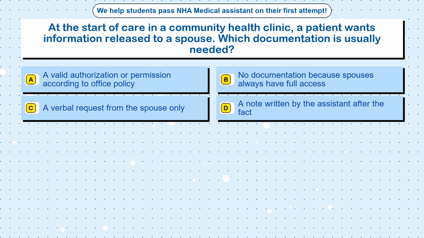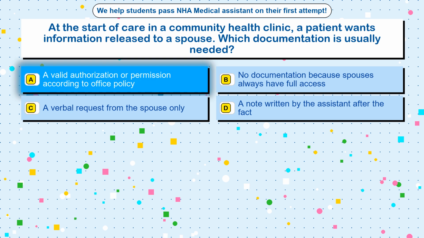Which documentation is usually needed? Option A, a valid authorization or permission according to office policy. Option B, no documentation because spouses always have full access. Option C, a verbal request from the spouse only. Option D, a note written by the assistant after the fact.